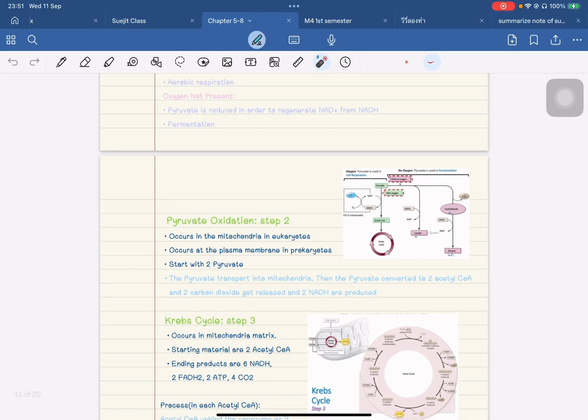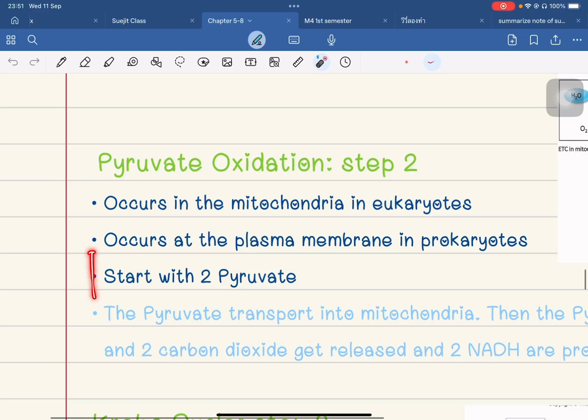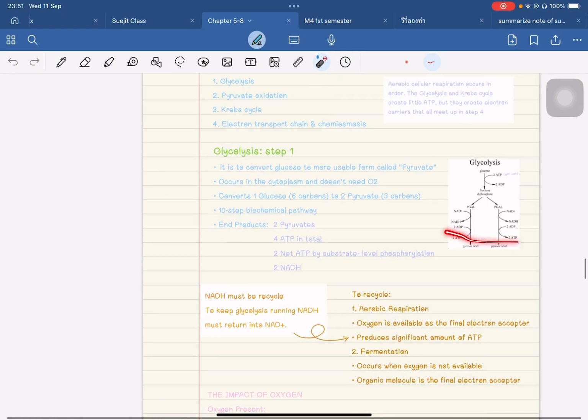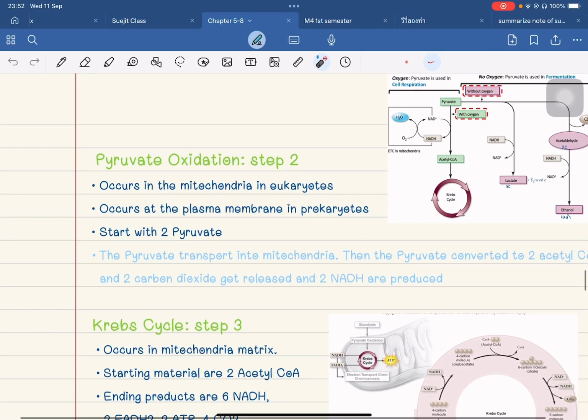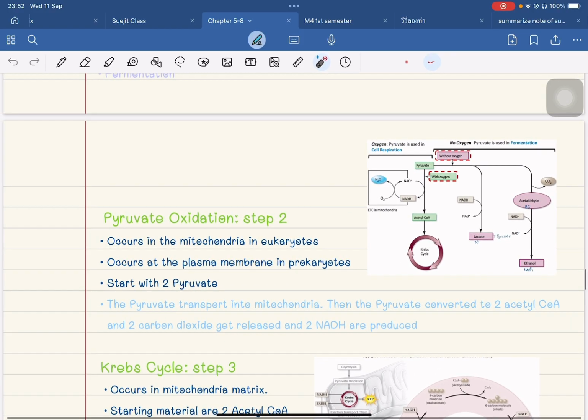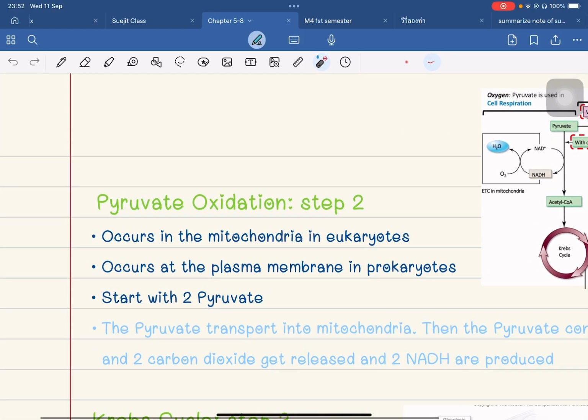So the second step is pyruvate oxidation. This occurs as they move from the cytoplasm into the mitochondria if it happens in eukaryotes, but in prokaryotes it occurs at the plasma membrane. At first we start from the 2 pyruvate, or pyruvic acid, which we receive from the last step, glycolysis. We use those 2 pyruvate to do pyruvate oxidation.